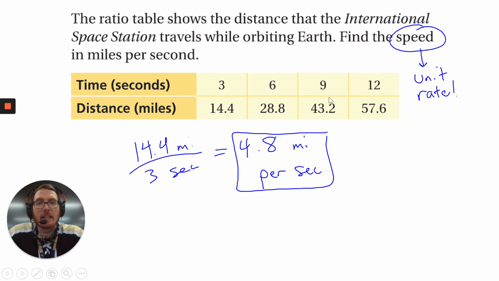You could have picked any of these relationships. So if I would have picked 57.6 divided by 12, that would have worked. But then this is 4.8 miles per second. That is the speed then. That's the same idea as the unit rate. This may not matter as much to you in its current format, but if you change it to miles per hour, I think you'll really see how fast the International Space Station is really moving when it's orbiting the Earth.